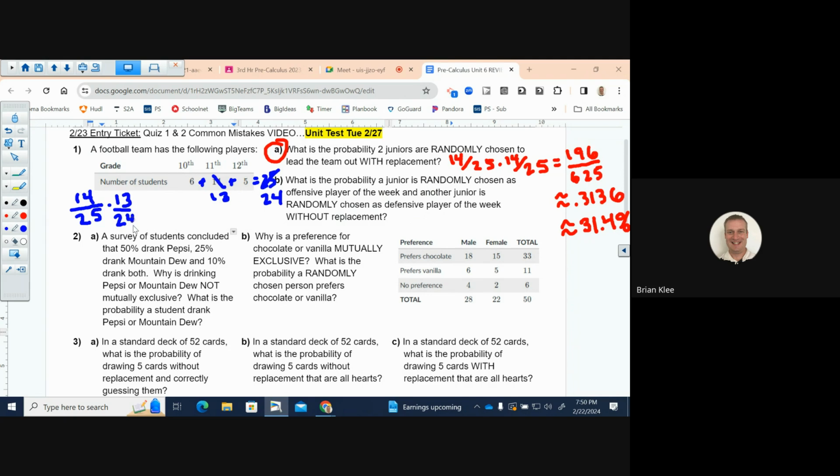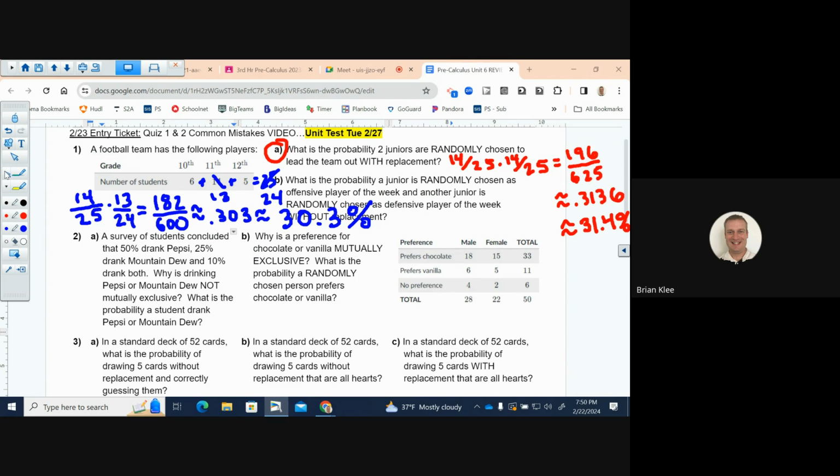So our second fraction we would be multiplying now. There's now only 13 juniors out of 24 possible players. We do our multiplying there. 14 times 13, we got 182 over 600 exactly. So 182 over 600. If we divide those, the decimal value is approximately 0.303, which means as a percent, we would write 30.3%, a percent rounded to the nearest tenth. Okay.